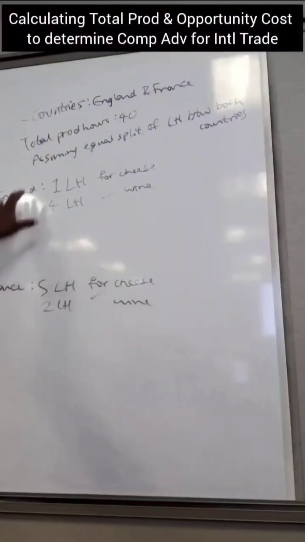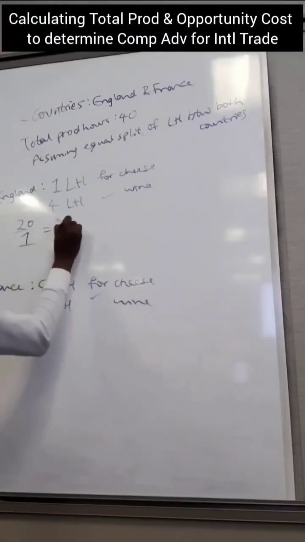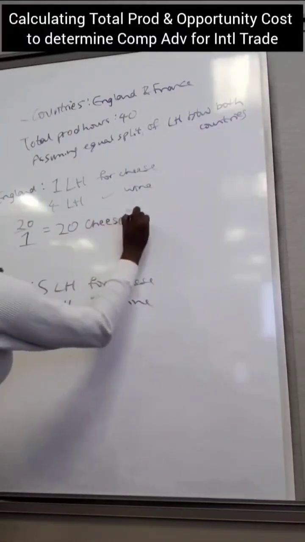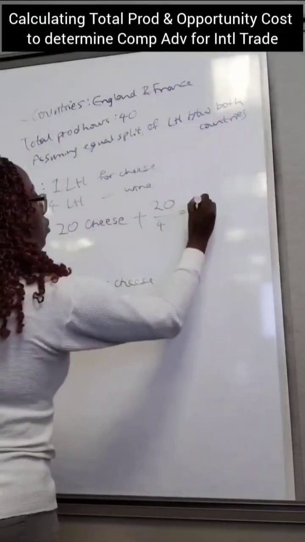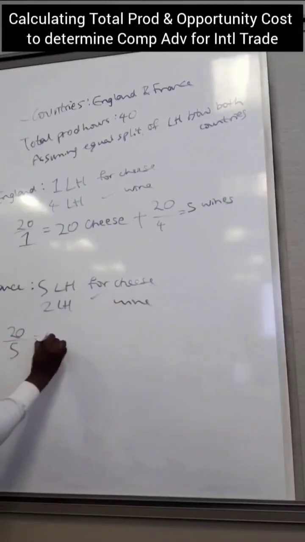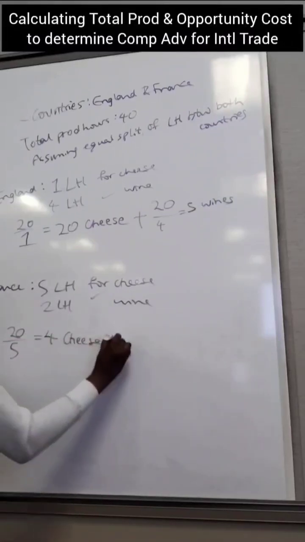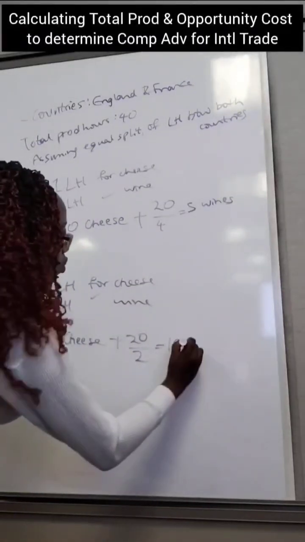Okay, so that means each country has 40 hours to be split equally between 2 goods. So assuming you have 20 labor hours for cheese, 20 divided by 1 is going to give you 20 units of cheese. And then 20 divided by 4 labor hours is going to give you 5 bottles of wine. Okay? For France, they still have 20 labor hours for each good, right? So 20 divided by 5 is going to give you 4 units of cheese plus 20 divided by 2 labor hours is going to give you 10 bottles of wine.